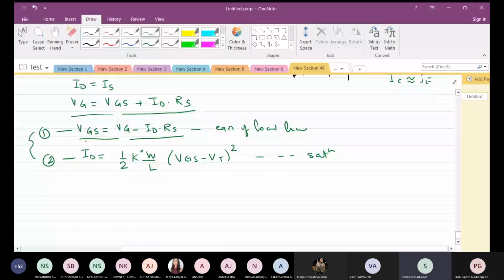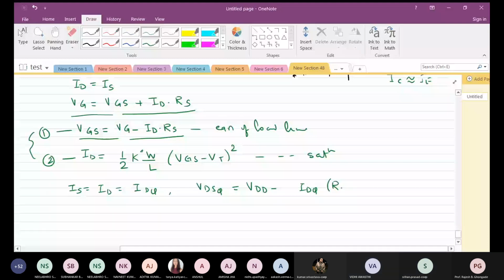These two equations I have to solve simultaneously. Then once I do that, IS will be equal to ID, which I can call IDQ, and VDSQ I can find out as VDD minus IDQ into (RS plus RD).